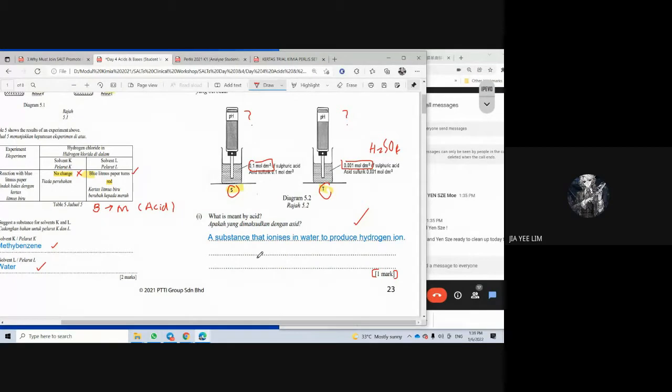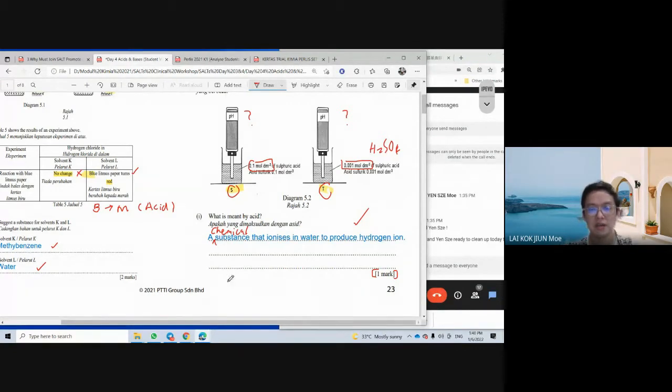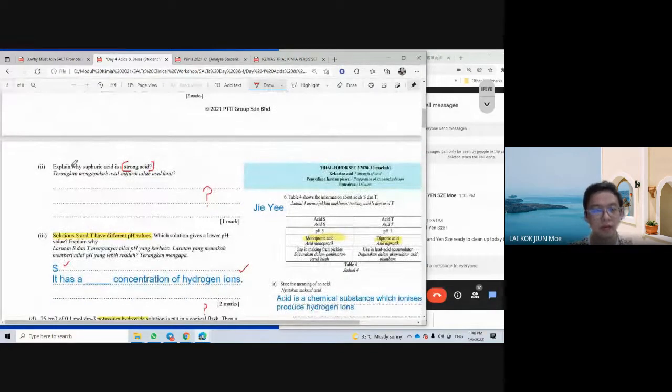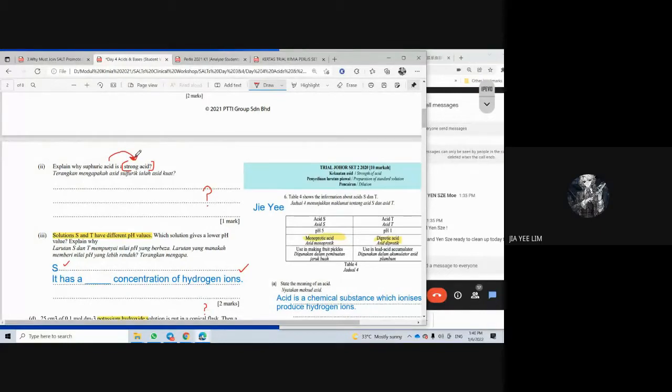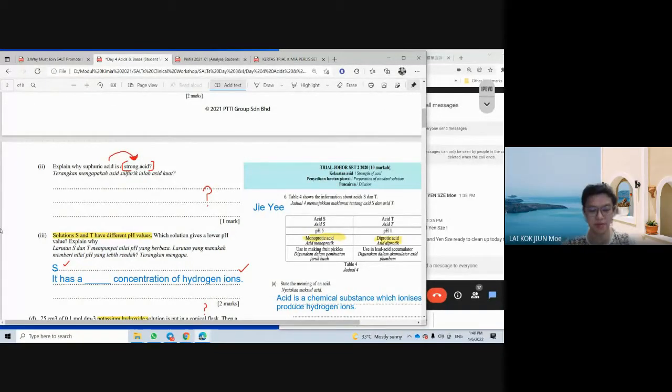A chemical substance. Very good. Continue, Jia. That ionizes in water to produce hydrogen ion. Very good. So we specify what substance. So you say chemical substance. So the important thing is you must have the keywords ionize in water, produce hydrogen ion. So how much of the hydrogen ion depends on how strong the acid is. So if you want to define why sulfuric acid is a strong acid, how? Because it can ionize completely in water. Very good.